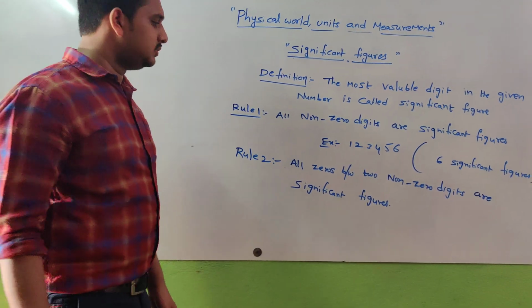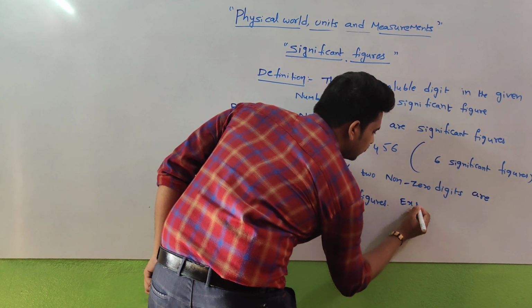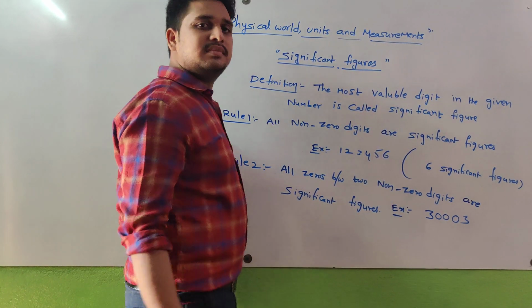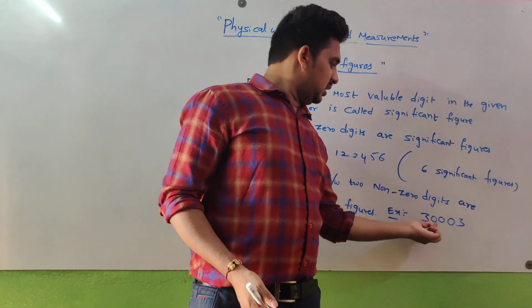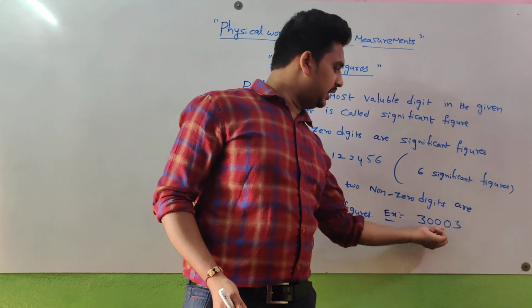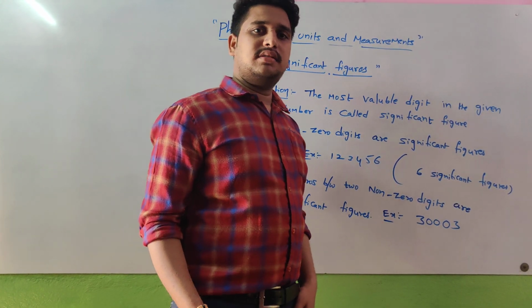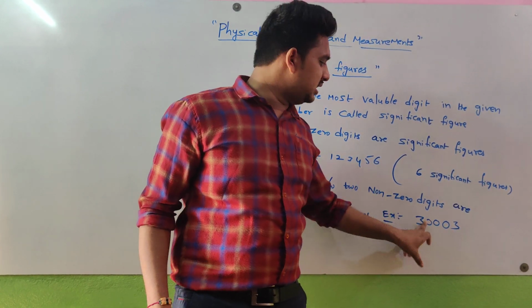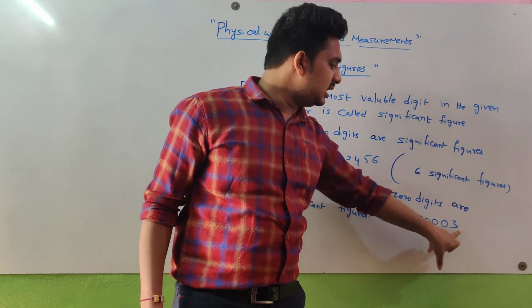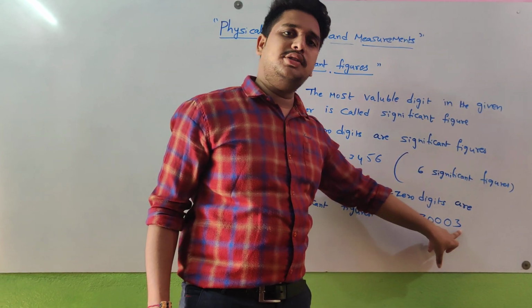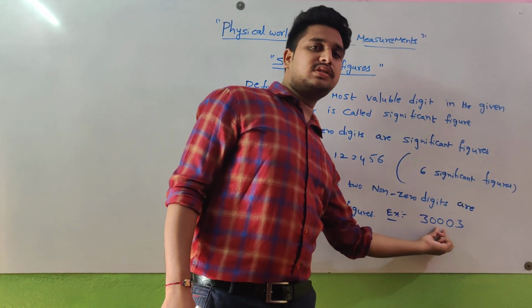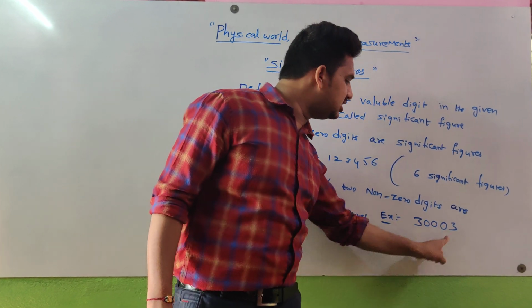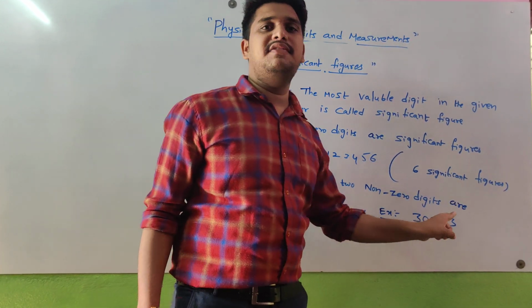Example for this: 3003. Observe this number. Here 3 and 3 are non-zero digits. These two are non-zero digits. In between, how many zeros are there? 1, 2, 3. Three zeros are there. So these 3 zeros are also significant figures here.